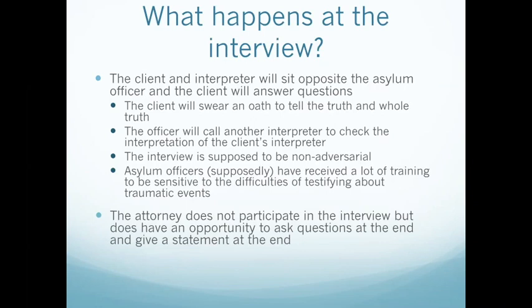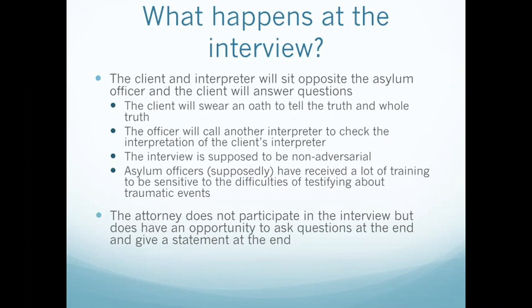So the asylum officers also, in a way, want what we want from our clients, which is just to be able to testify really well about their cases. And they have received training about trauma and how it affects people, and in general, they are very sensitive to how people are affected by traumatic events, and they know it's hard for people to talk about things.